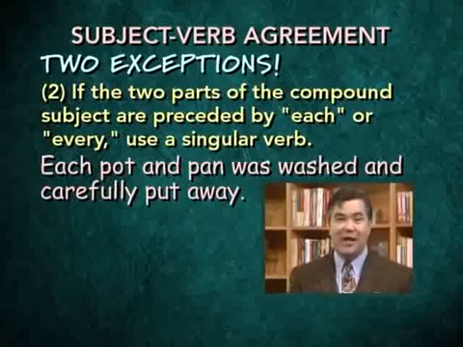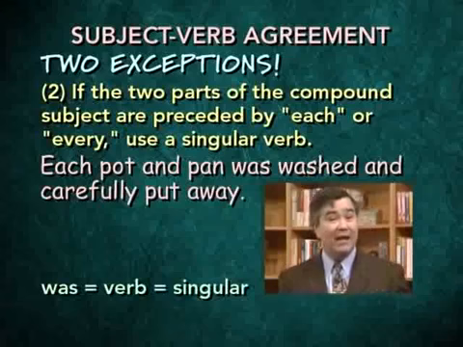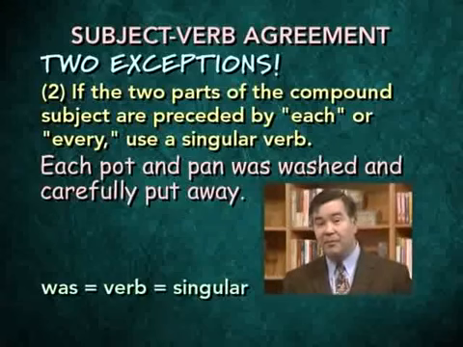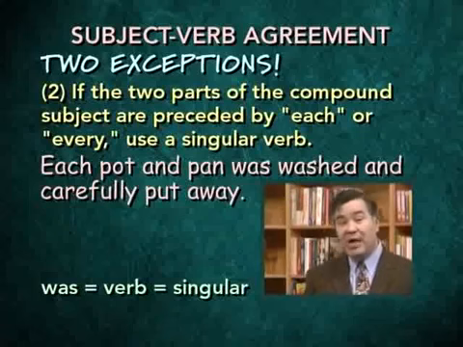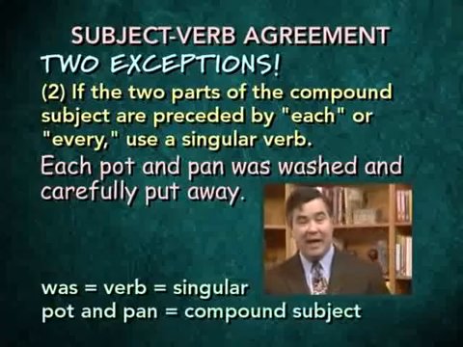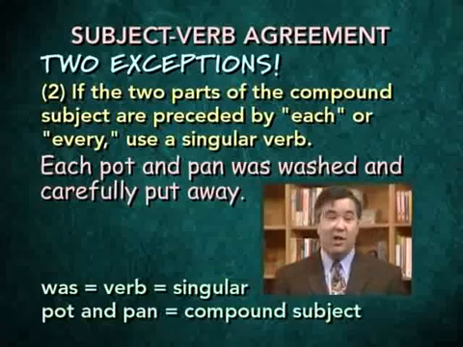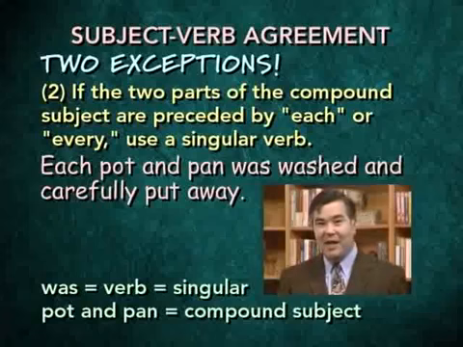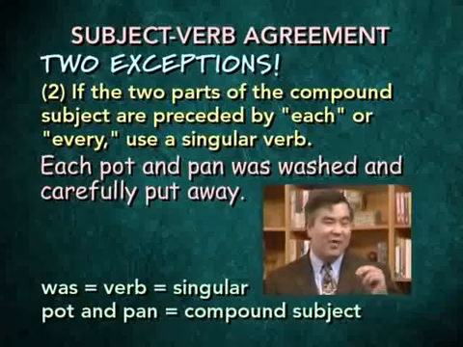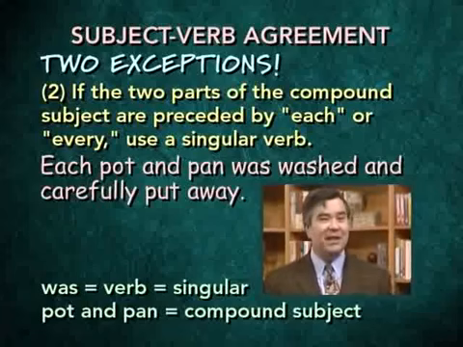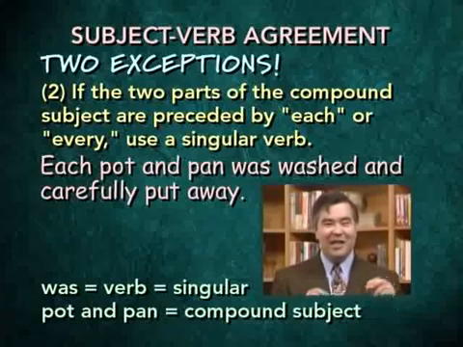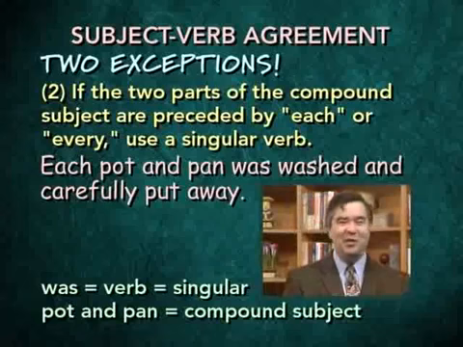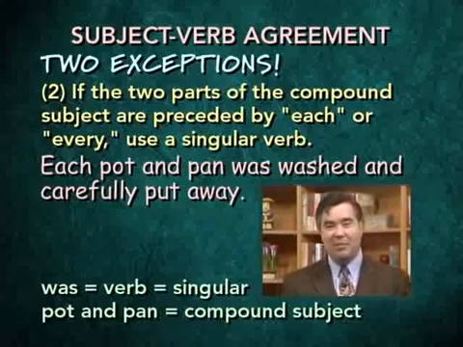Notice that in this sentence we've got the singular verb was washed and was put away, rather than the plural verb were. Why is that? Well, here we do have a compound subject, pot and pan, joined by the conjunction and, which would normally lead us to expect a plural verb. But it's preceded by the word each. And therefore, the subject is changed from plural to singular. We're now talking about each individual pot and pan, one at a time. And therefore, we use the singular verb was rather than plural.